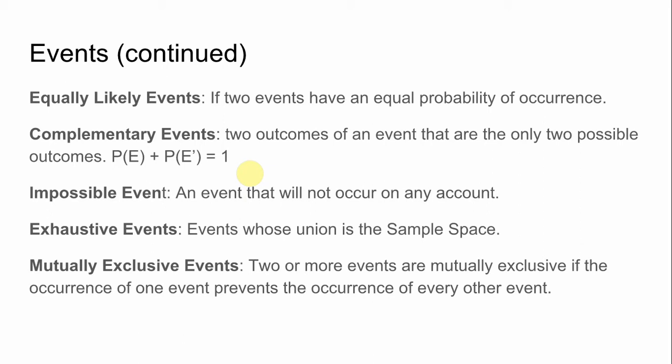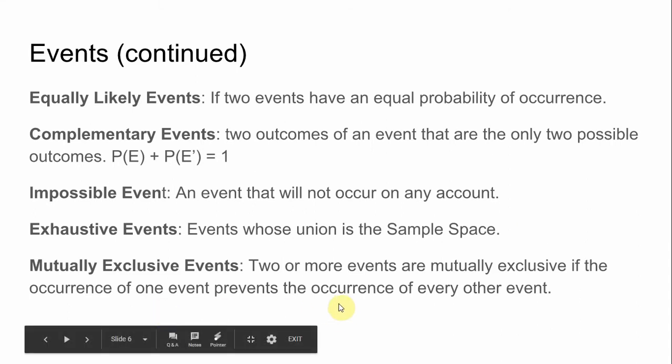Impossible event: an event that will not occur on any account. Rolling a number greater than 6 when you roll a die is an impossible event. Exhaustive events: events whose union is the sample space because they completely fill the sample space. Mutually exclusive events: two or more events are mutually exclusive if the occurrence of one event prevents the occurrence of the other.